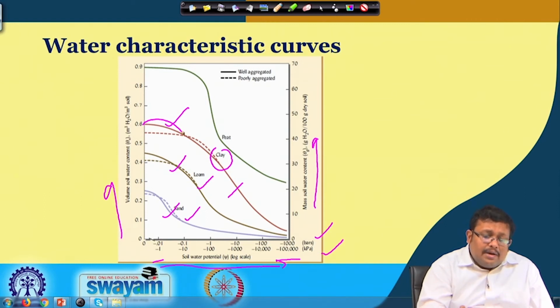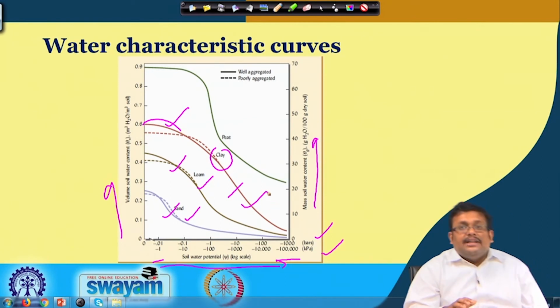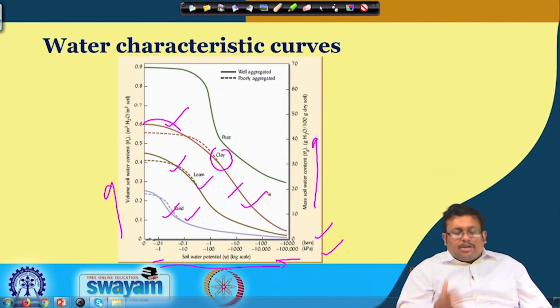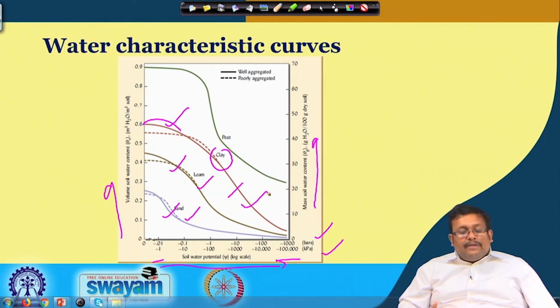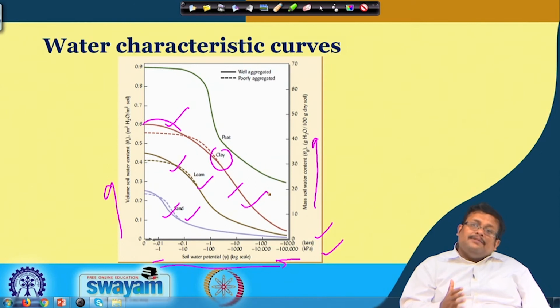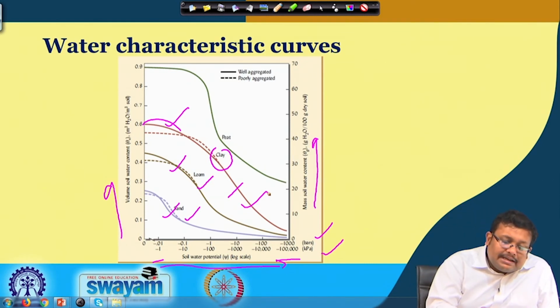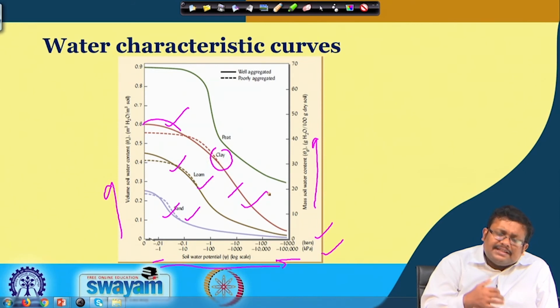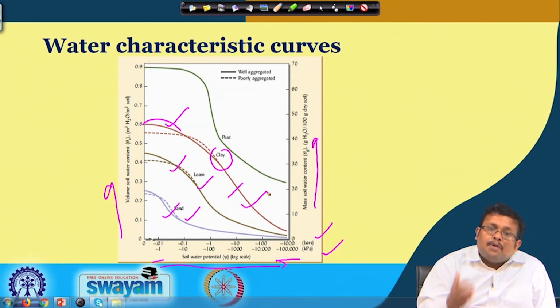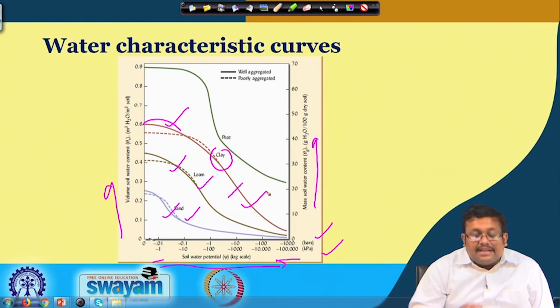In case of a well aggregated soil, which is denoted by this solid line, it contains more total porosity. The total porosity is quite high in case of well aggregated soil than that of a poorly aggregated or compacted soil. As a result of higher total porosity, the tenacity of the well aggregated soil for holding water is quite high than that of poorly aggregated soil. So, as a result, at a given point the well aggregated soil will contain more water. However, as we compact the soil, the proportion of middle and small size pores increases in case of poorly aggregated soil as compared to well aggregated soil.